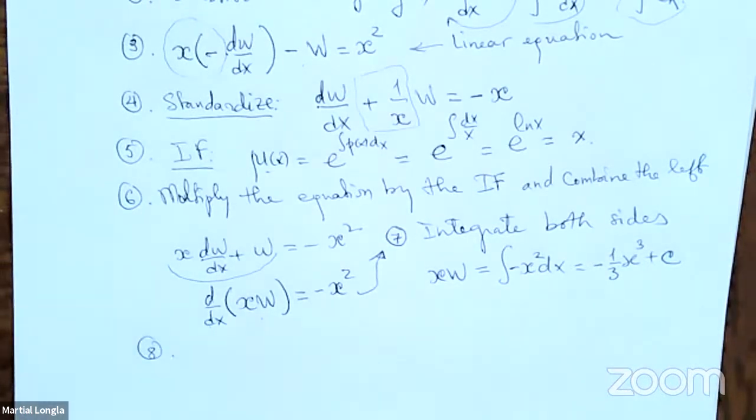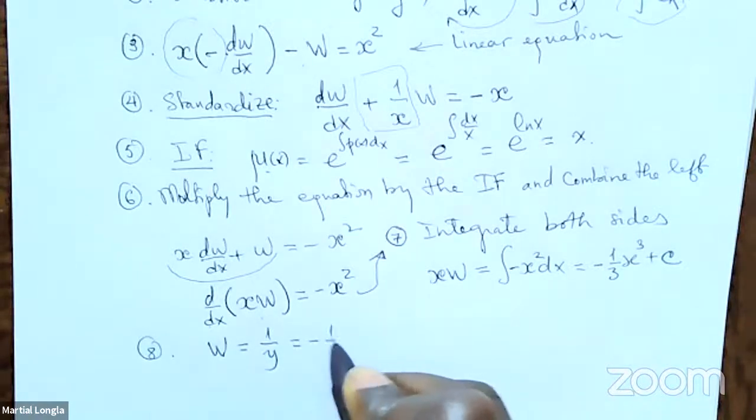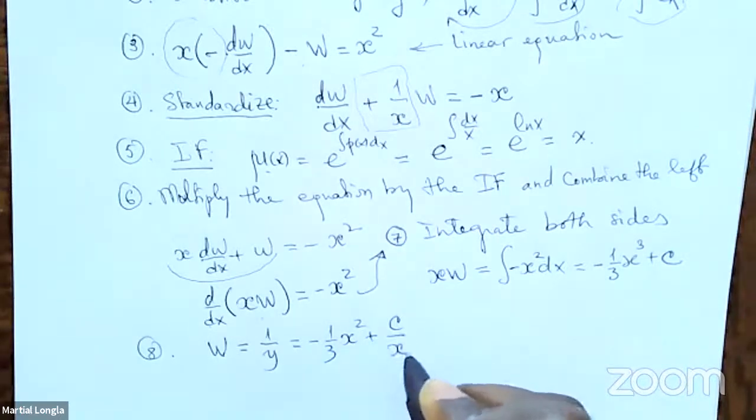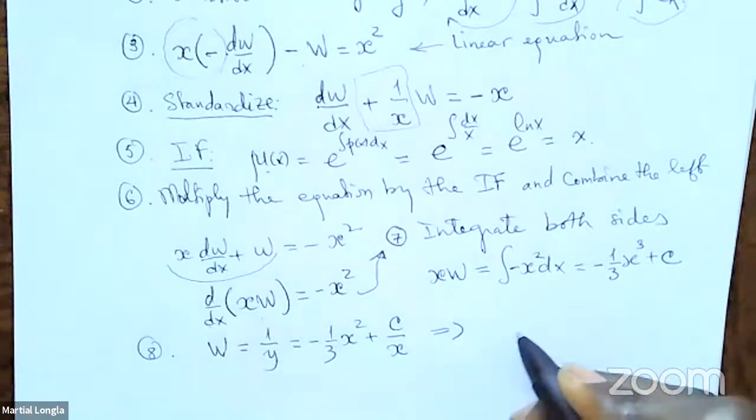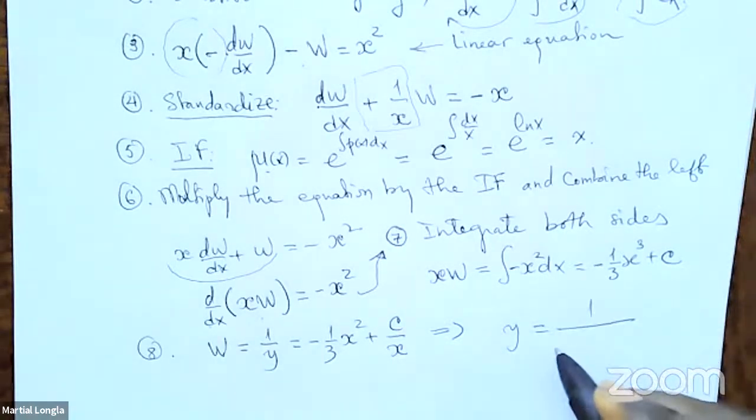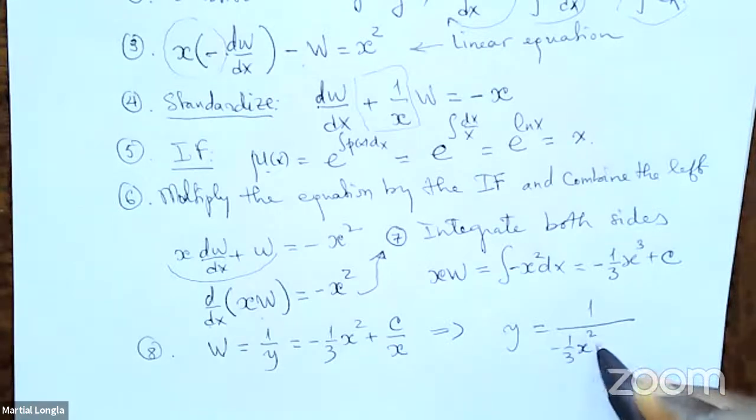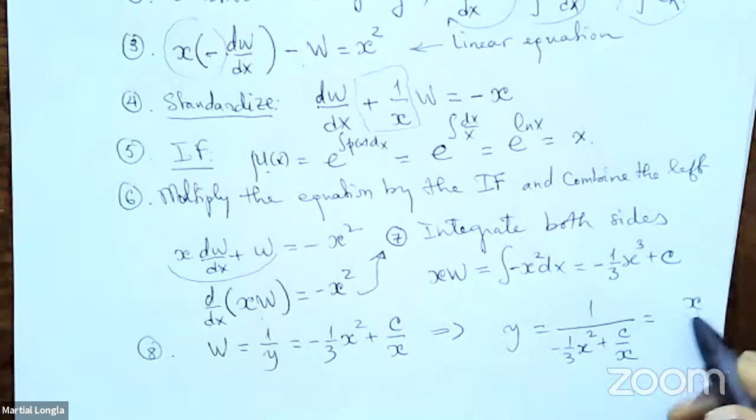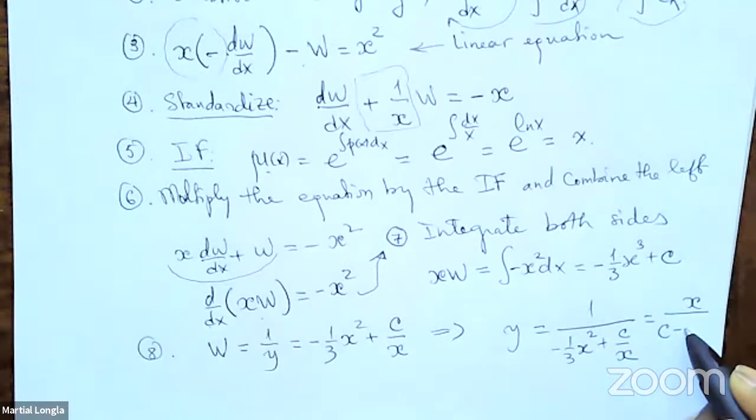And then you got the last step, solve. W is 1 over y in this case, and that is minus 1/3 x squared plus c over x. You can solve for y, get y equals 1 over minus 1/3 x squared plus c over x, which could be the same as x over c minus x cubed over 3.